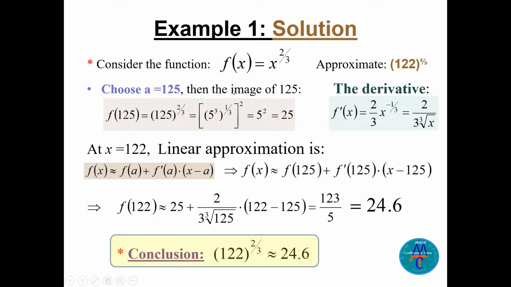= 125. So for the image of a = 125, we replace it in the function: 125 to the power 2/3. We make it (5 cubed) to the power 1/3, to the power 2. This is 2/3, so we can cancel the 3 here. So we get 5 squared, which is equal to 25. So the image of 125 is 25.